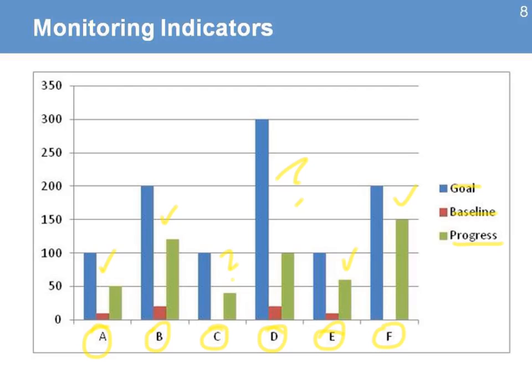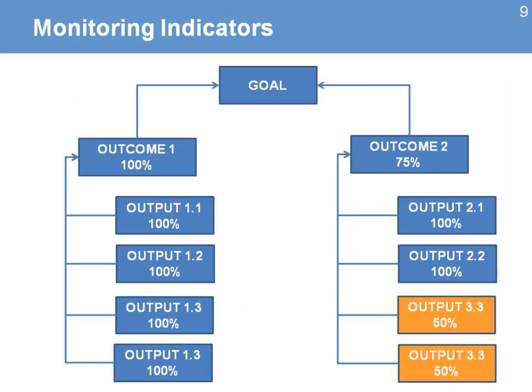And maybe we need to make some changes in the strategies. Maybe we need to make some changes in the way we're collecting data. Maybe we need to change the approach. Whatever the solution is, the idea is that charting the information in a graphical method helps us identify quickly where we have a problem and concentrate our focus and solve those areas for the next reporting period.